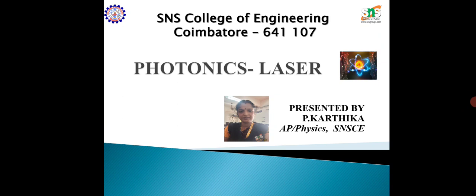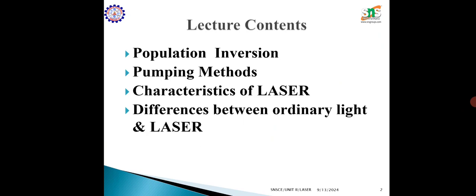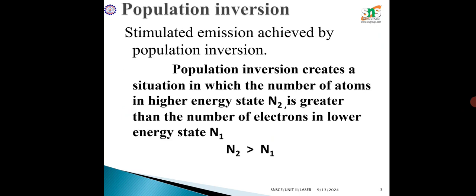In continuation with the previous session, here I am going to discuss population inversion, pumping methods, characteristics of laser, and differences between ordinary and laser light sources. The first one is population inversion. So why are we going for population inversion here? We know that the working principle of laser is stimulated emission. This stimulated emission can be achieved by population inversion. So we should know about population inversion.